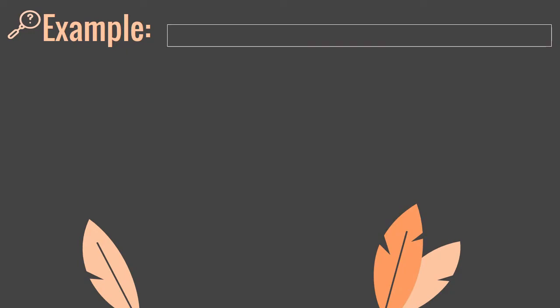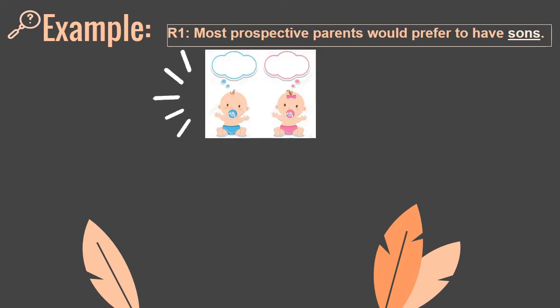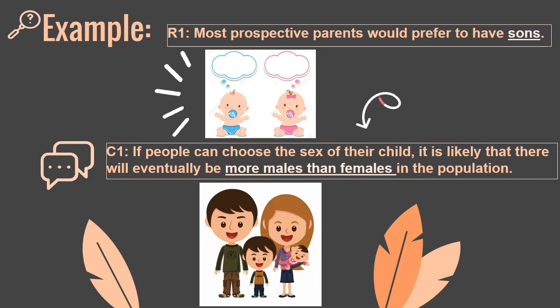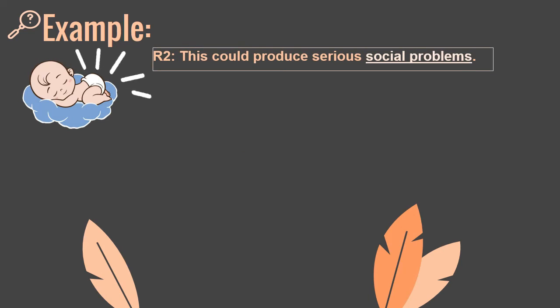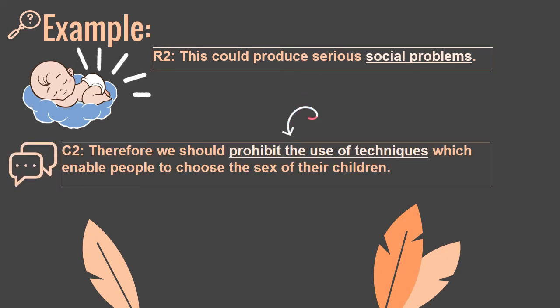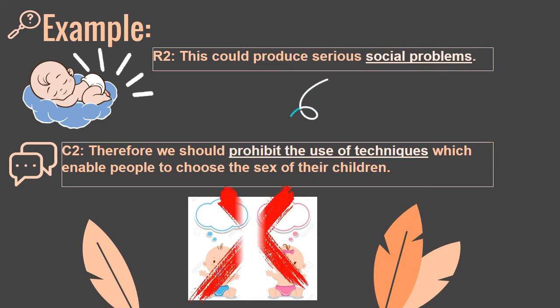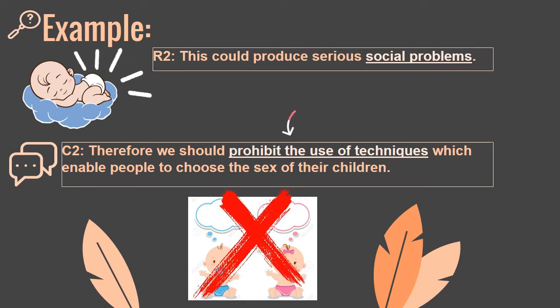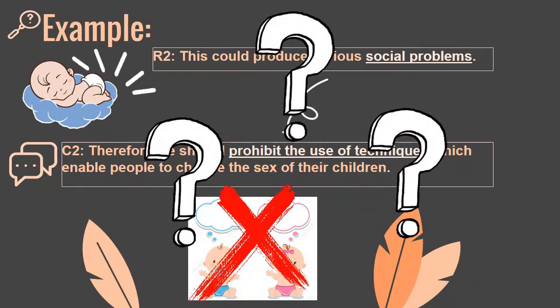We have the reason 1, which says, most prospective parents would prefer to have sons. The conclusion from this reason is, if people can choose the sex of their child, it is likely that there will eventually be more males than females in the population. This could produce serious social problems. So, the conclusion is, therefore, we should prohibit the use of techniques which enable people to choose the sex of their children. So what do you think of this argument?